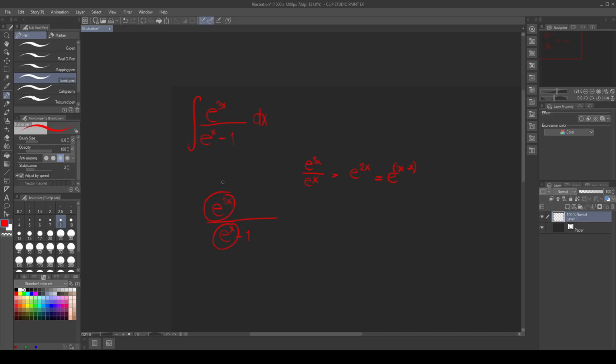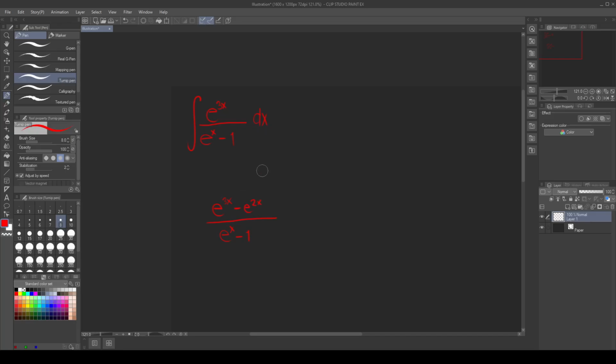So now that we've got that covered, we're going to make sure that we remember this e to the 2x, and we're going to multiply it to the last term of our denominator, which is negative 1. So e to the 2x multiplied by negative 1, that's really just minus e to the 2x.